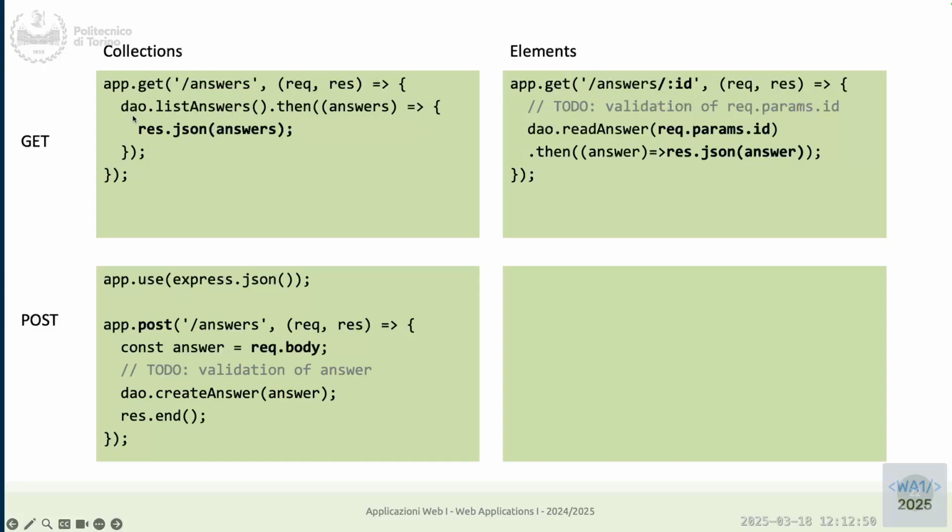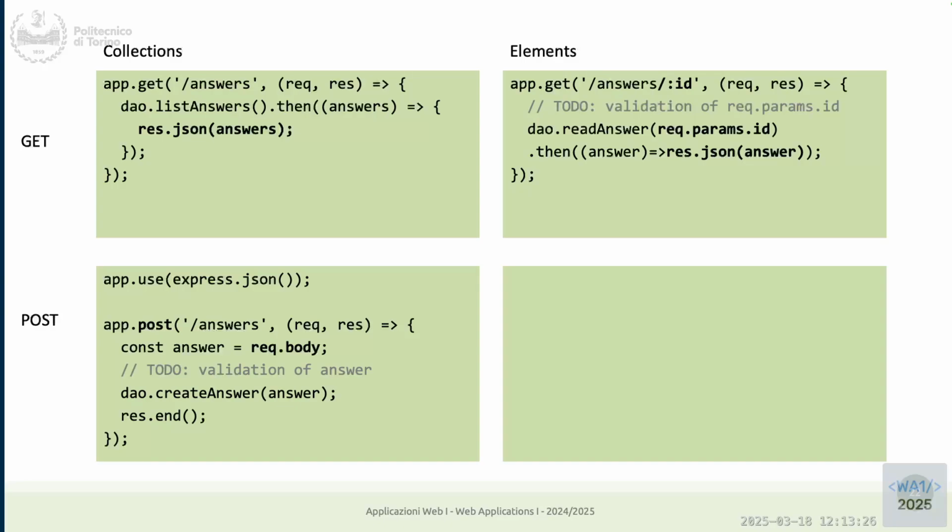Here I'm imagining a DAO, like a data access object, so the object that contains all the methods for accessing the database, that I need to create somewhere. It has a method listAnswers that will return a promise with the list of answers. So in the then, I will just create a JSON representation of these answers and return them. So it's a very straightforward implementation. Of course, all the work will be inside this listAnswers method that will query the database, compose the objects, create the array, and so on.